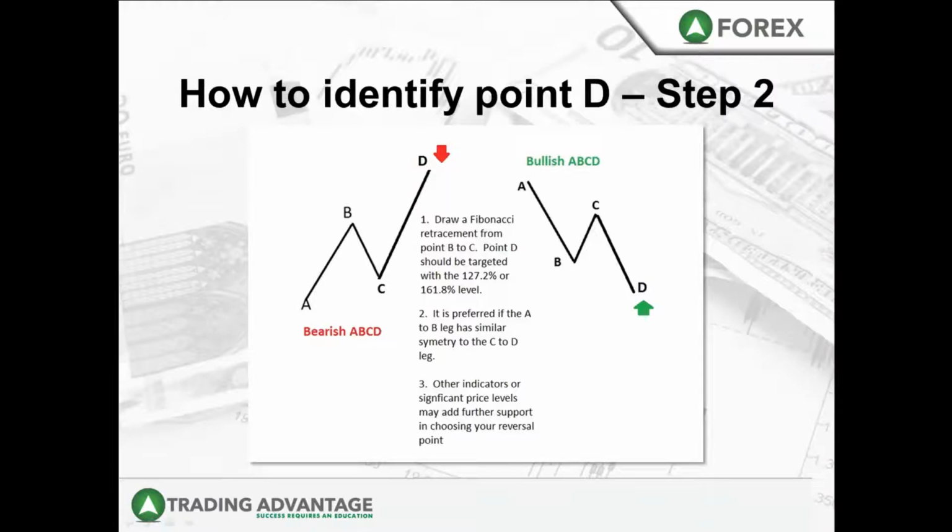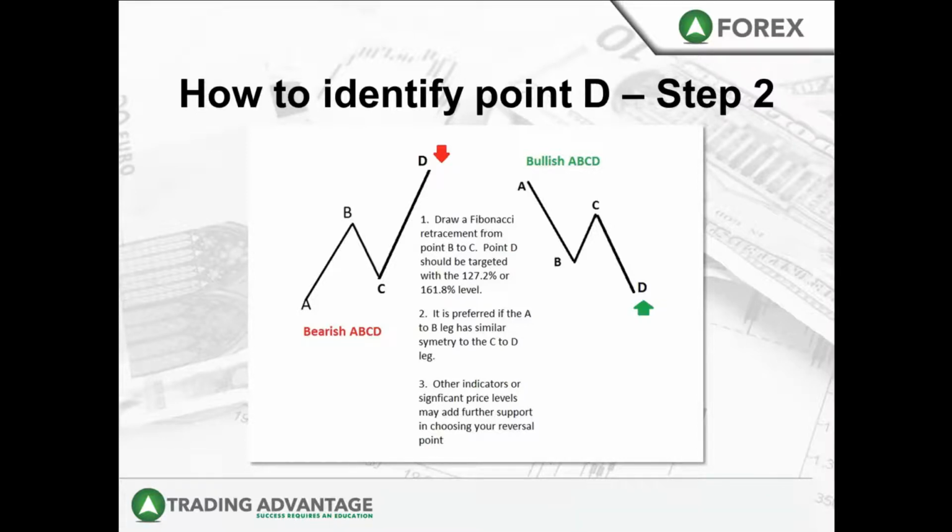Now that you've found points A, B, and C, it's time to find your point D. So how do you do that? Before we move forward, please make sure to add the following expansion levels to your Fibonacci drawing tool: the 127.2% and the 161.8% expansion figures. We will then apply our Fibonacci drawing tool from point B to point C.